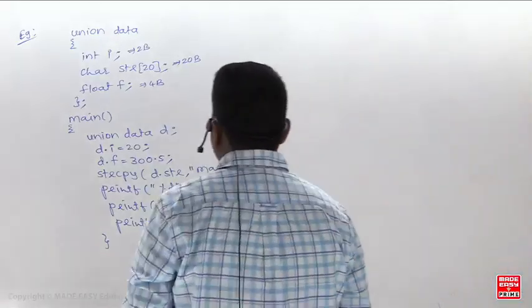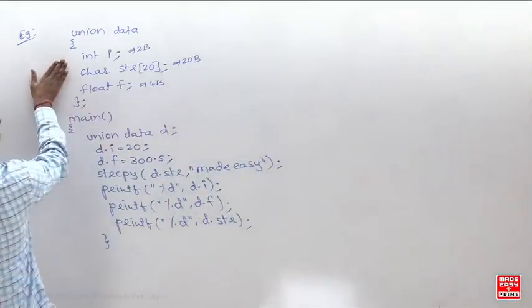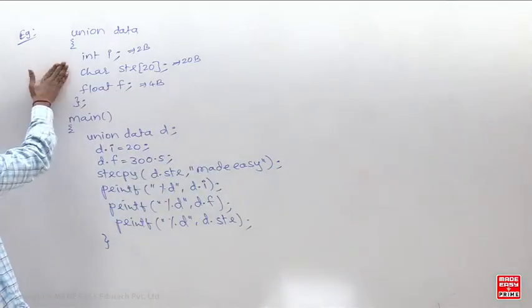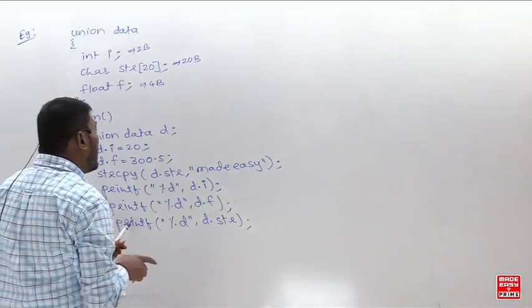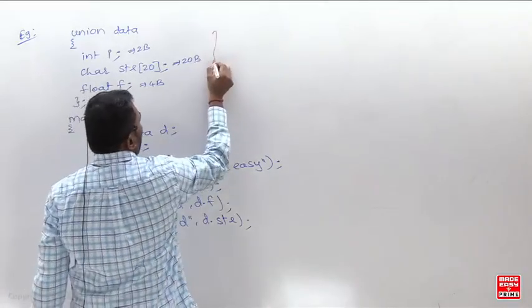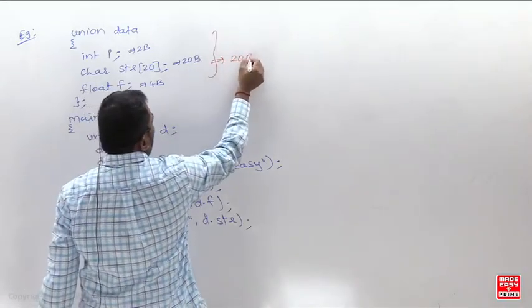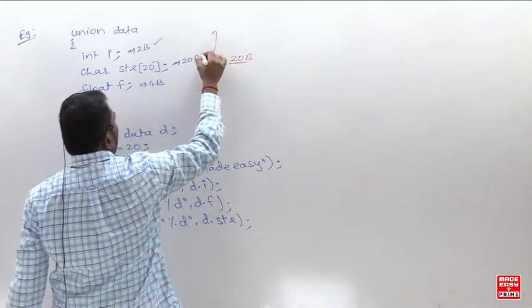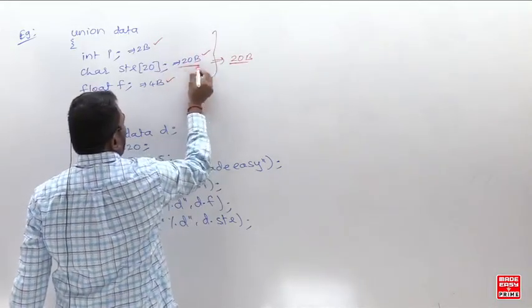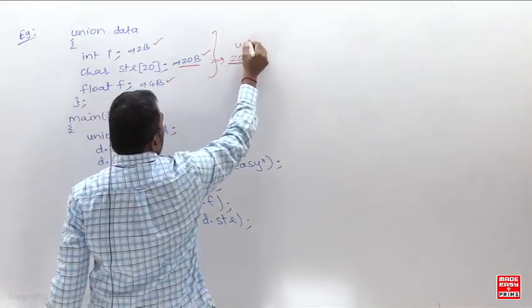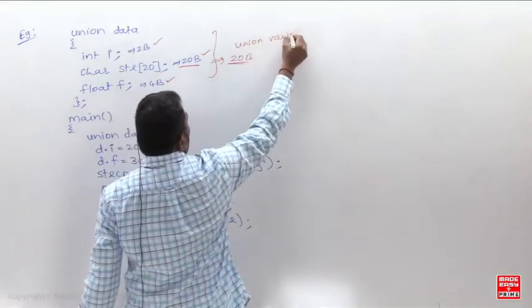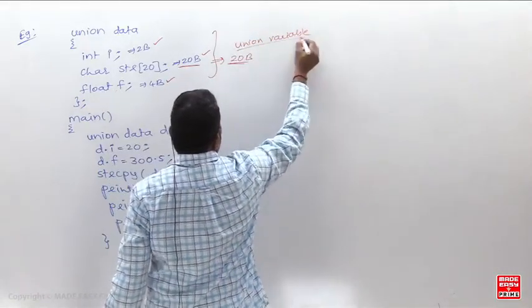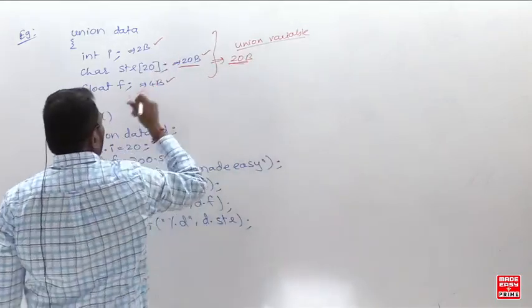Union variable, no memory is allocated for this. Remember the same thing, no memory allocated for this. If I create a union variable, how much size will that be? Union variable will be what? 20 bytes. Maximum size of the member variables: 2 bytes, 20 bytes and 4 bytes. What is the maximum? 20. So the union variable will contain how much size? Maximum size of the member variables, that is 20.